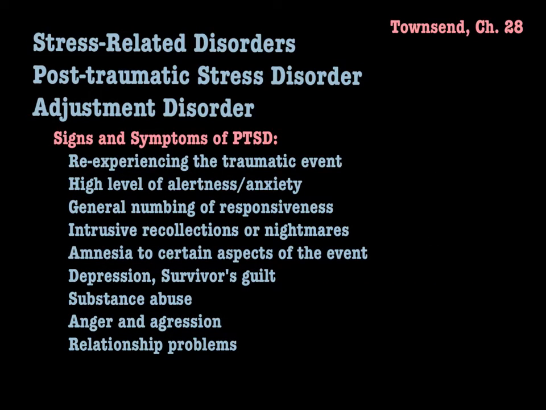Some of the signs and symptoms of post-traumatic stress disorder are listed below. Different people will manifest different things. So you can have people who re-experience the traumatic event over and over as if they're experiencing it in real time. On the other hand, you get people who have amnesia and can't remember what happened to them. People with a high level of alertness, people who are generally numb. People who have intrusive recollections or nightmares, flashbacks, unwarranted. It's almost like those obsessions we talked about with OCD, unwanted thoughts that they can't get rid of.